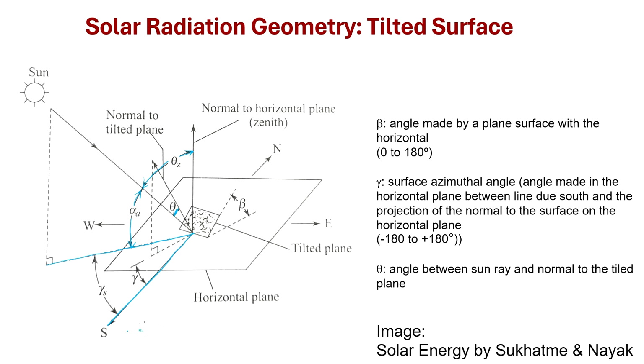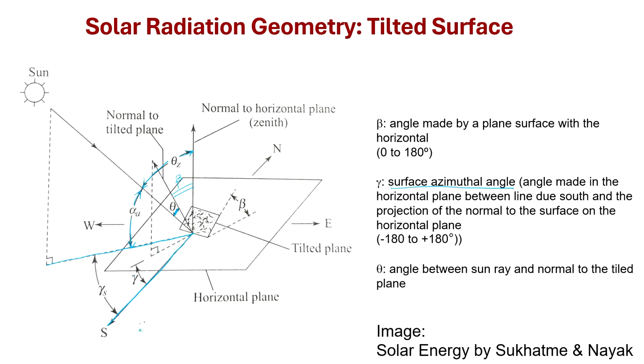Another angle that we would like to depict is called gamma, which is the surface azimuthal angle. So, beta is the angle which is made between the horizontal plane and the surface, or you can say the angle between both the normals. So, if you take the angle between these two normals, this will also be beta, right. Similarly, this is the angle made by the plane surface with the horizontal.